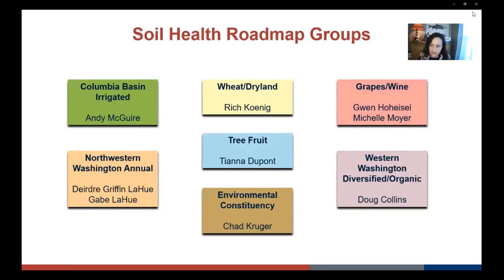These are the cropping system groups and the folks that are leading them. You'll probably see some familiar names here, with Andy McGuire in the Columbia Basin irrigated systems, which includes potatoes, Rich Koenig on wheat and dryland systems, Gwen Hoheisel and Michelle Moyer as the leads on the grape and wine systems, Tiana DuPont on tree fruit, Deirdre and Gabe on Northwestern Washington Annual, and Doug Collins on the Western Washington Diversified Organic Group.